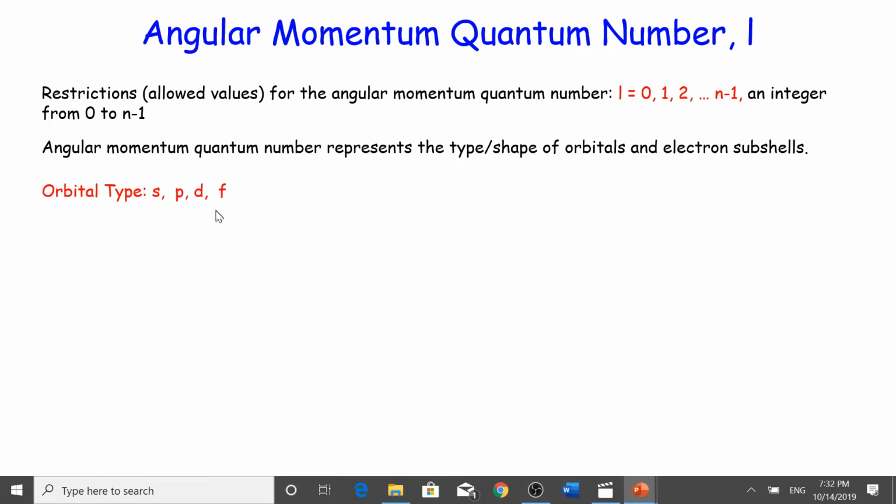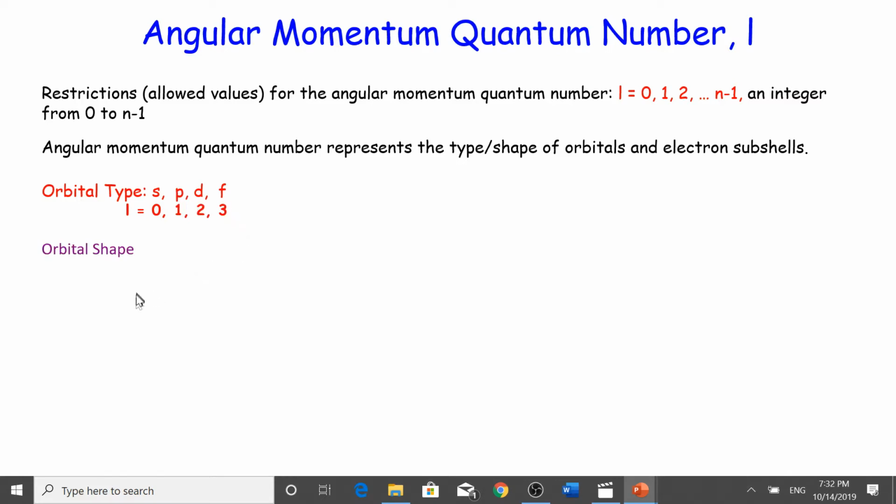So I wrote down here 4 types of orbitals, but there are more than that. But we'll start with these 4. If L equals 0, that's S subshell or S orbital. L equals 1, that's P orbital. L equals 2, that's D. And if L equals 3, that's F orbitals.